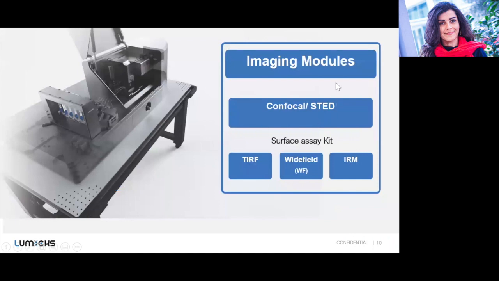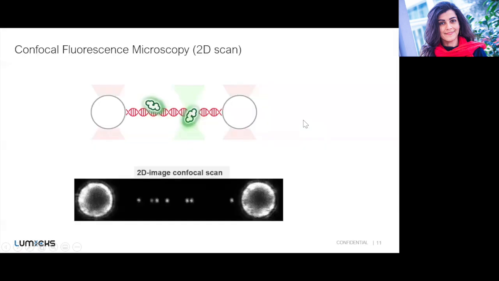So C-Trap also has different imaging modalities. Optical tweezers can be combined with confocal microscopy, and if you need better resolution, you can upgrade the system to STED. And for the assays that need to be done on the surface, optical trapping can be combined with our surface assay kit, which is composed of TIRF, wide field microscopy, and IRM. I will get back to this part later. For now, we want to talk about confocal microscopy.